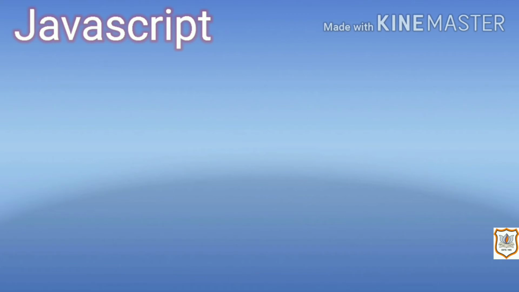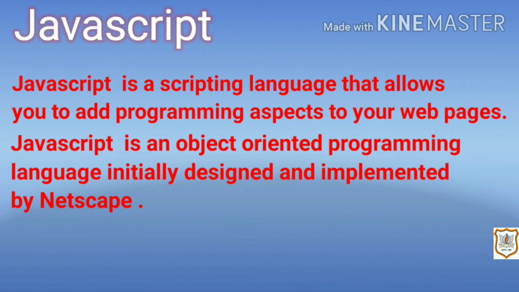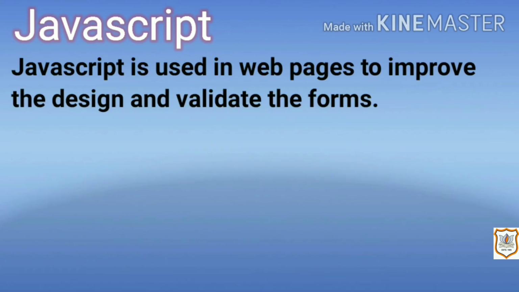What is JavaScript? JavaScript is a scripting language that allows you to add programming aspect to your web pages. JavaScript is an object-oriented programming language initially designed and implemented by Netscape. JavaScript is a simple, lightweight programming language that does not contain the advanced programming functionalities of languages like C and Java. JavaScript is used in web pages to improve the design and validate the forms.